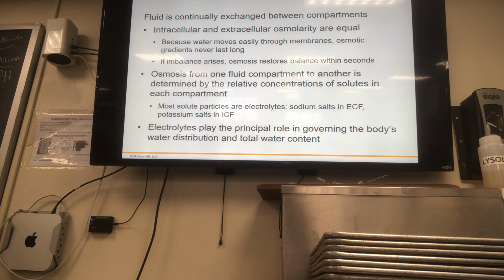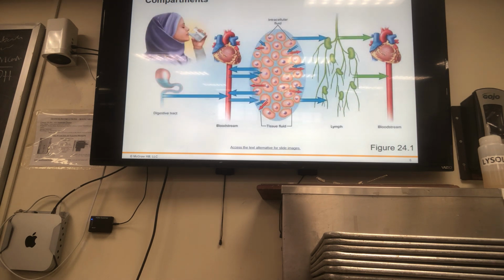Most solute particles are electrolytes: sodium salts in the extracellular fluid and potassium salts in the intracellular fluid. Electrolytes play the principal role in governing the body's water distribution and the total water content. That shows you the movement of water between the major fluid compartments. When you take a sip of water, water is absorbed from your intestine into the bloodstream, into your circulatory system. Then there's an exchange between your circulatory system and the tissue compartment. Part of it will be reabsorbed by your lymphatic system and returned back to the right heart.